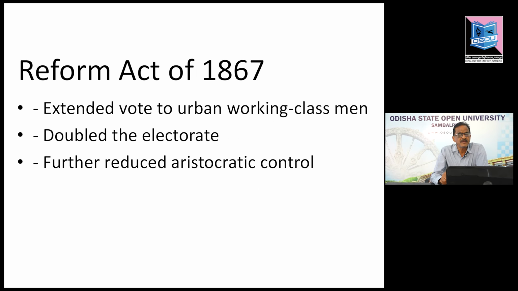Then came the Reform Act of 1867. The major area where this act worked was that it extended the vote to the urban working class men.